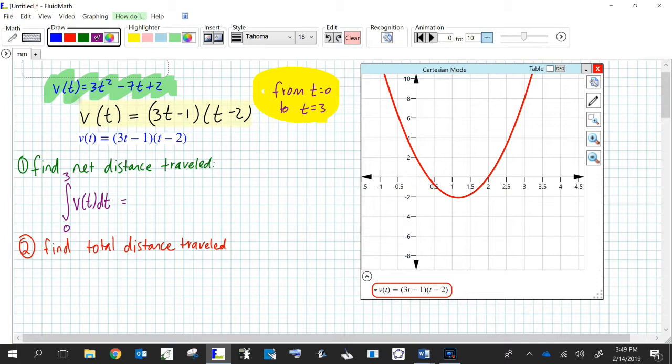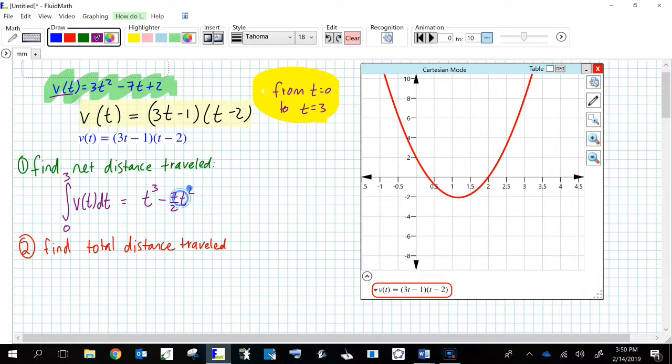Now I'm going to look at what I've highlighted in green here, and take the antiderivative of v of t. What is the antiderivative of 3t squared? That's t cubed. What is the antiderivative of negative 7t? Negative 7 halves t squared. What's the antiderivative of 2? 2t. Technically there's a plus c here, but because we have a definite integral, meaning I have bounds on my integral, I don't have to worry about the plus c's. The c's cancel out. I do need to indicate, though, that I'm evaluating this from 0 to 3.